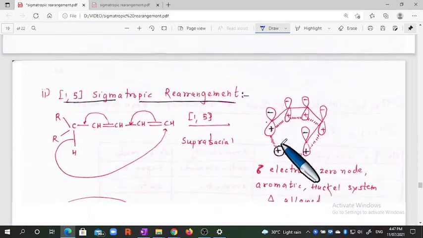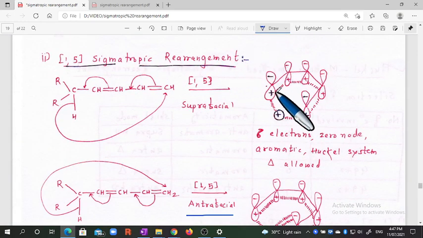Let us discuss the next example. In this case, a 1,5 sigmatropic rearrangement. The first case we consider is a suprafacial migration of the hydrogen.